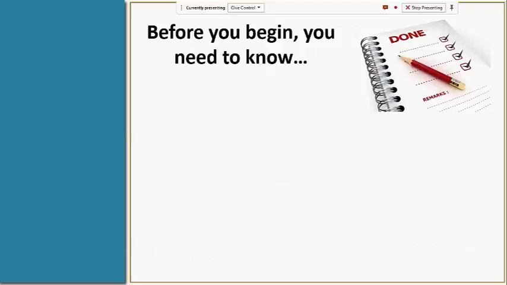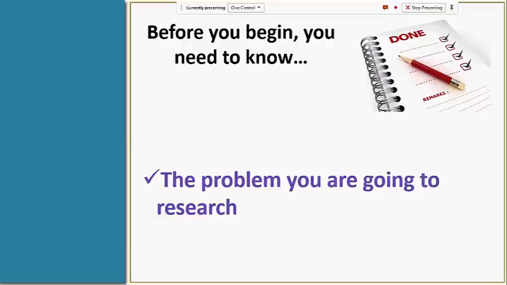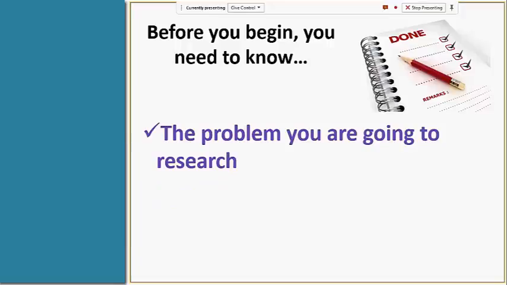So, before you begin writing, there are 2 essential things you need to know. First, the problem you're going to be researching, your topic, and your research questions. And second, who your chair is. You need to know which professor or which entire committee, I think there's a committee that looks at your proposal, is going to be guiding you through your project.